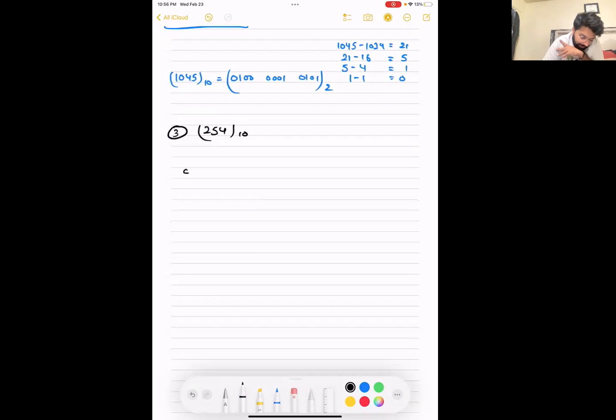So let's write them down. 8, 7, 6, 5, 4, 3, 2, 1, 0. We know it's 256, 128, then 64, then 32, then 16, 8, 4, 2, 1. Awesome. So since it's 254, we cannot, 254 minus 256 is a negative number. So we cannot use that.